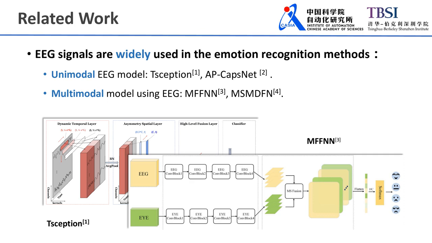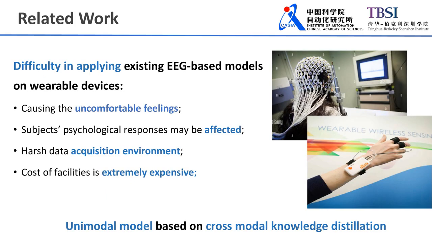EEG signals play a key role in emotion recognition through multiple physiological signals, but the acquisition of EEG can be complicated. For instance, wearing an EEG cap can restrict the movements of subjects and affect their psychological responses. Moreover, the harsh data acquisition environment limits the practical application of emotion recognition.